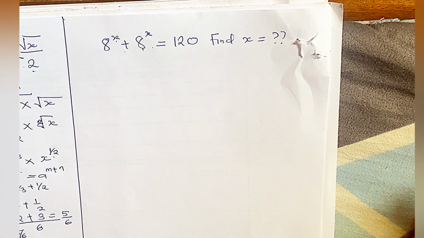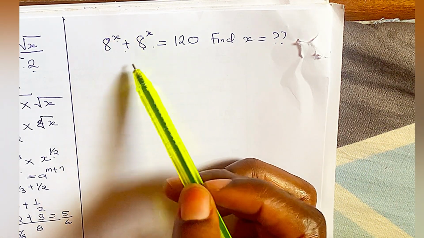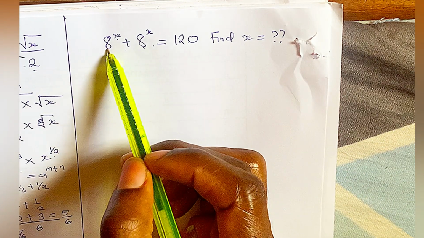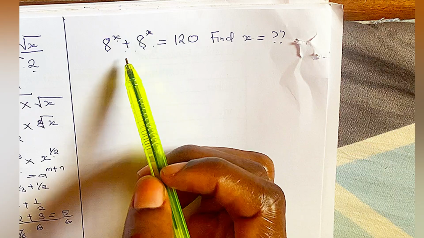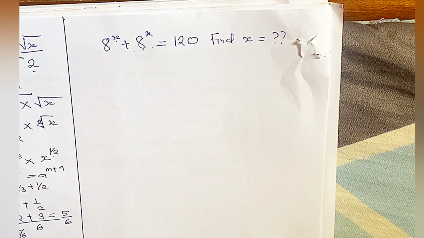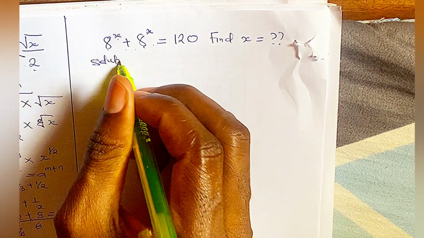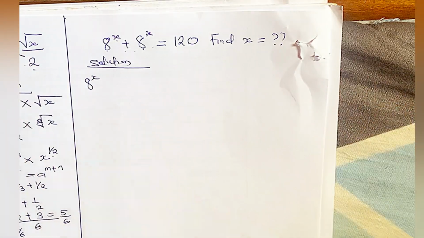Now, when you're dealing with an equation like this, the first thing to do is to ask yourself, what is on this left hand side? How can I maneuver it to solve this equation? Now looking at it, you see that you have 8 to the power of x and 8 to the power of x. We can open this up by bringing out 8 to the power of x as a common factor on the left hand side. Okay, so let's do that. Solution: 8 to the power of x is what is common on the left hand side.